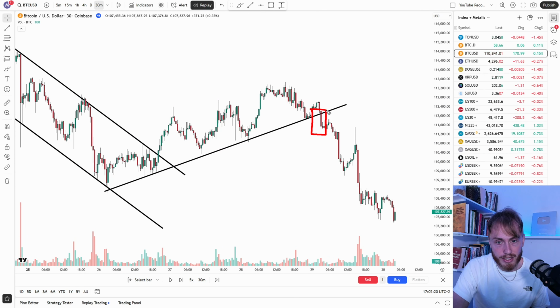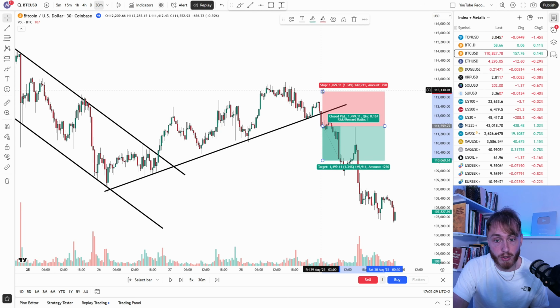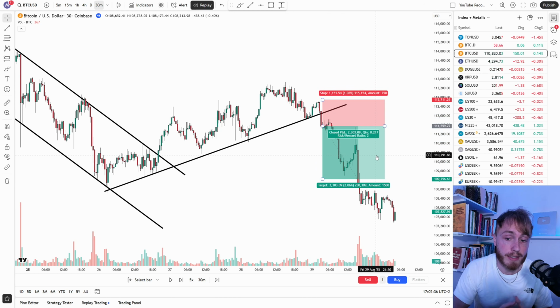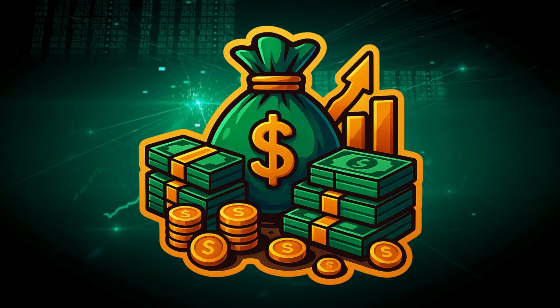For example, right here, you can see that we got a strong and clear break of the trend line. So just as a quick example, let's say we entered a short position on this break, we can set our stop loss above the high, and using a risk to reward ratio, the trade would have looked something like this, and you would have locked in some nice profit.